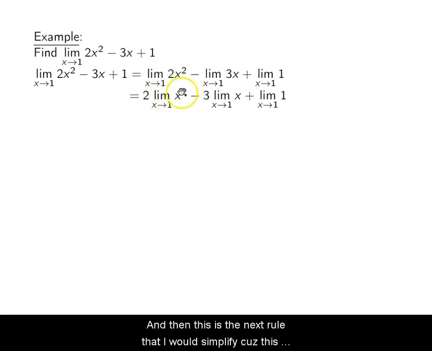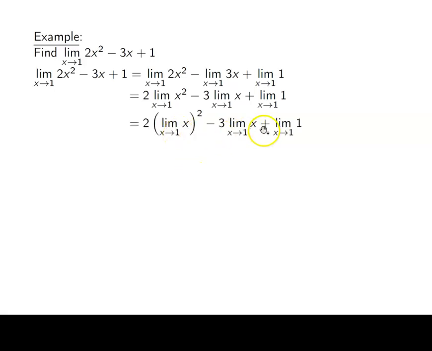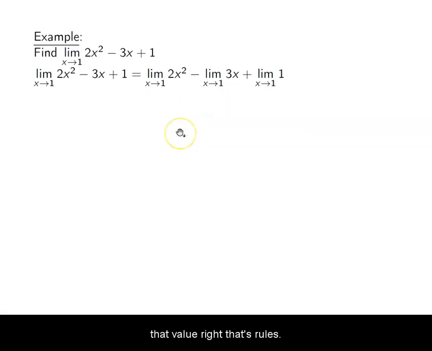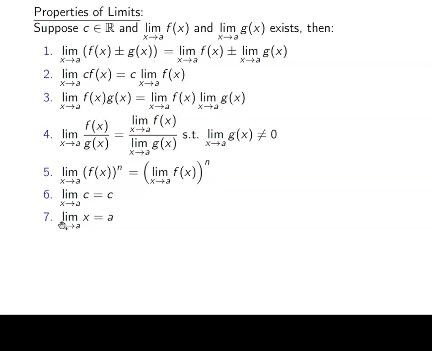And then this is the next rule that I would simplify, because this is the limit of x squared, right? So squaring the limit, instead of taking the limit of x squared, it's the squared value of the limit of x. Okay. And so now I have everything that I need. I know that the rule for the limit of x as x goes to some value is just that value, right? That's rule 7. Okay. The limit of x as x goes to the value is just that value.